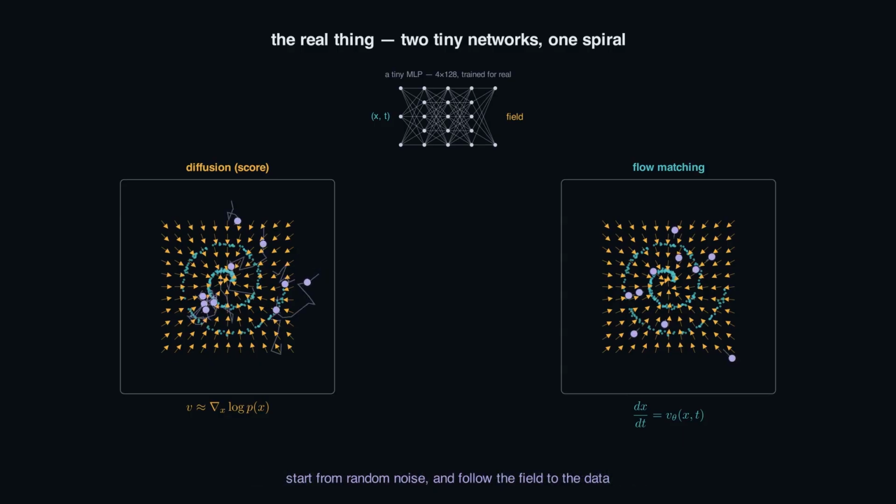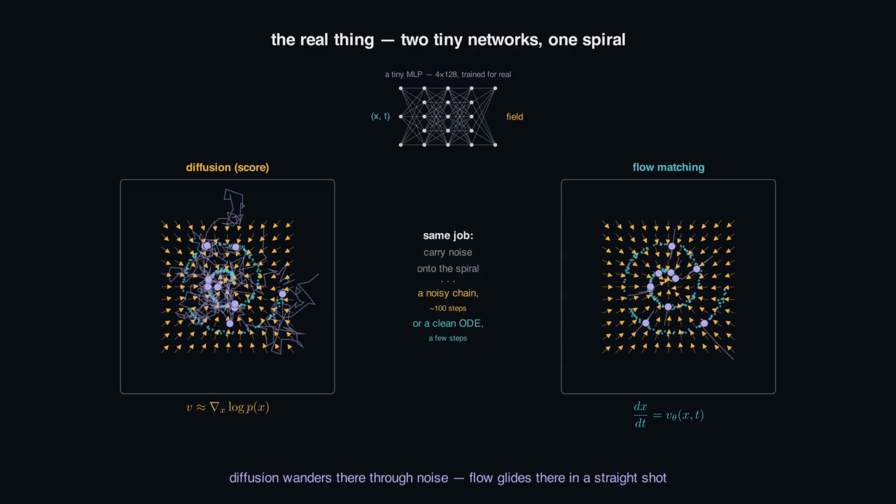Now start from random noise and follow the field to the data. Watch the difference. Diffusion wanders in through a haze of noise, about 100 little steps. Flow matching glides in almost straight, in just a few. Same destination, 2 temperaments. And here's the twist. Diffusion's deterministic version is itself a flow. That is exactly why they're cousins.